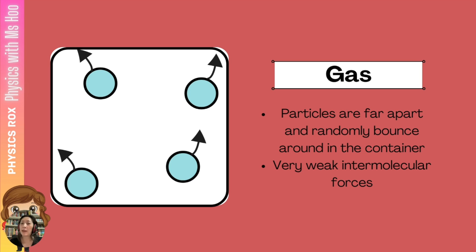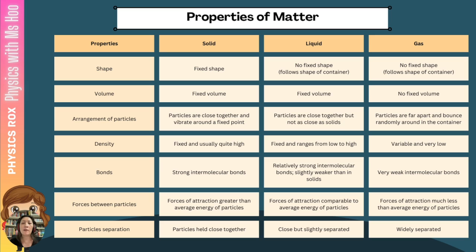Now that we know the main properties of solids, liquids, and gases, let's have a quick overview of the properties of all three states of matter. These are the properties of solids, liquids, and gases. You would need to know these properties for your examinations. I'm not going to read these all out, you can read them for yourself, but you need to know the shape, volume, arrangement of particles, density, the bonds, forces between particles, as well as particle separation. Just going to pause here so that you can take a quick look.